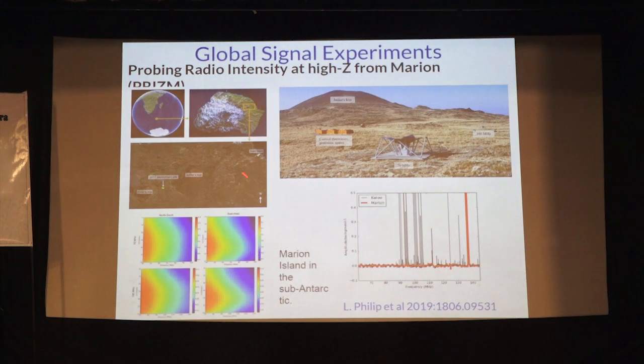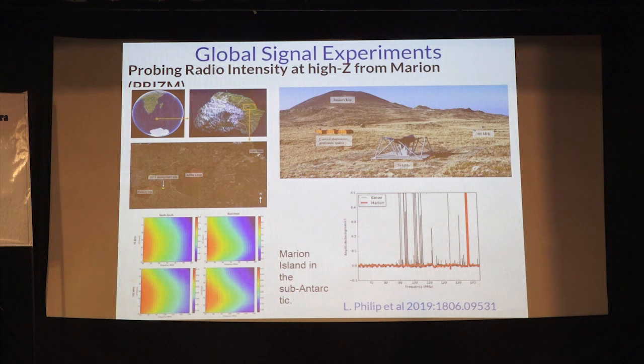So this is another experiment. This is another proposed experiment, PRISM, and it is located on Marion Island in the sub-Antarctic. This is the location, and the advantage is that if you see the RFI plot, it is very little compared to the other. So this is the RFI, this is the signal as compared to Marion Island.